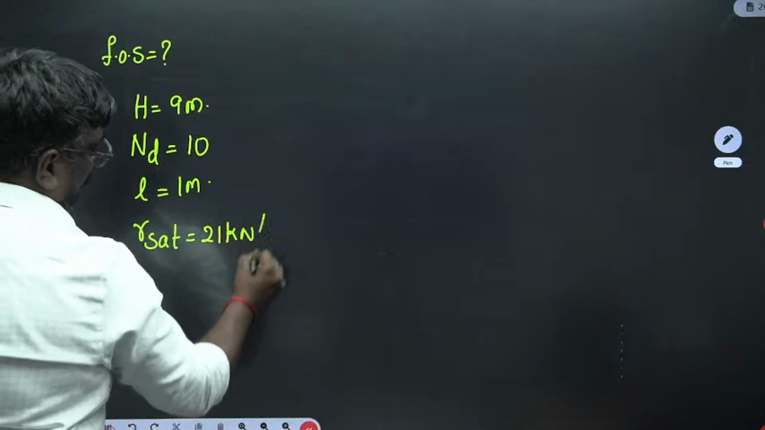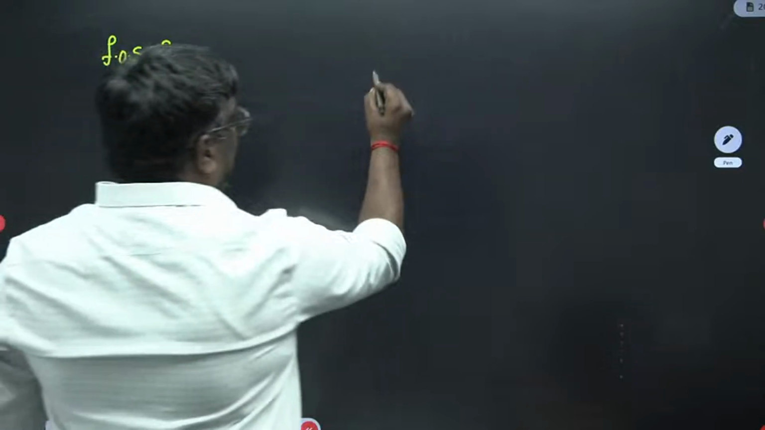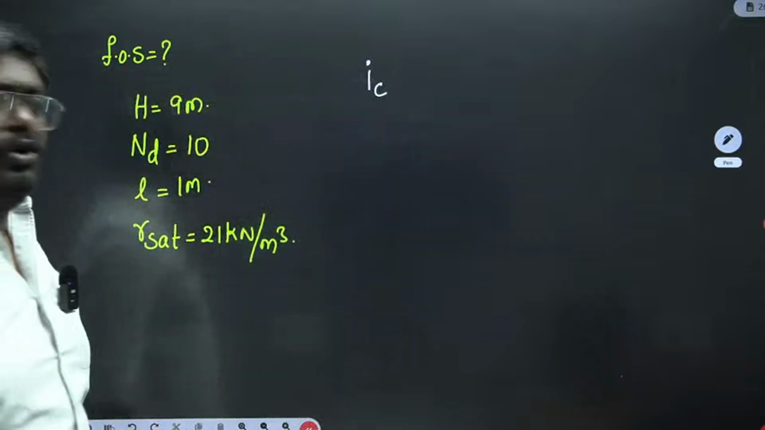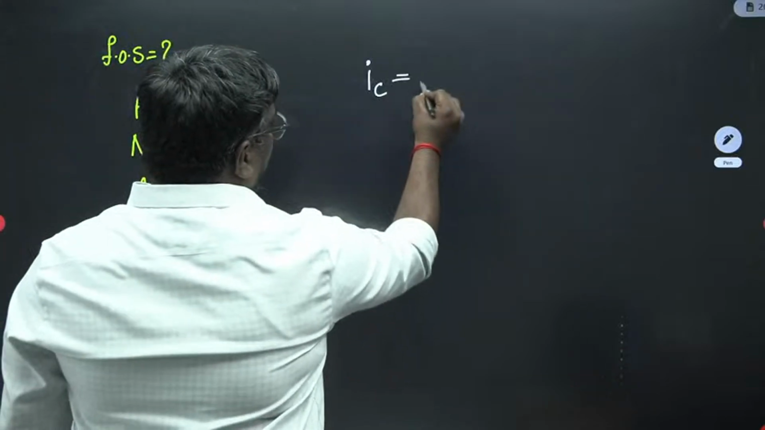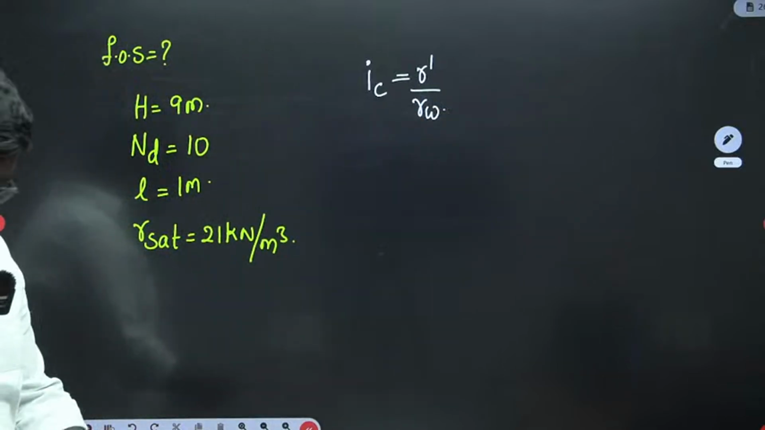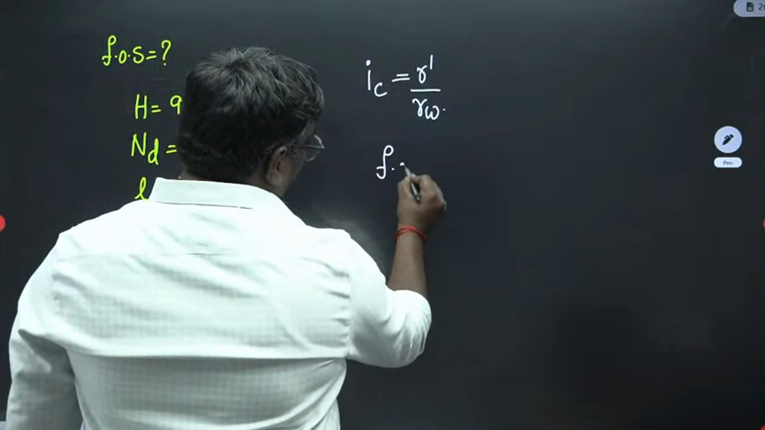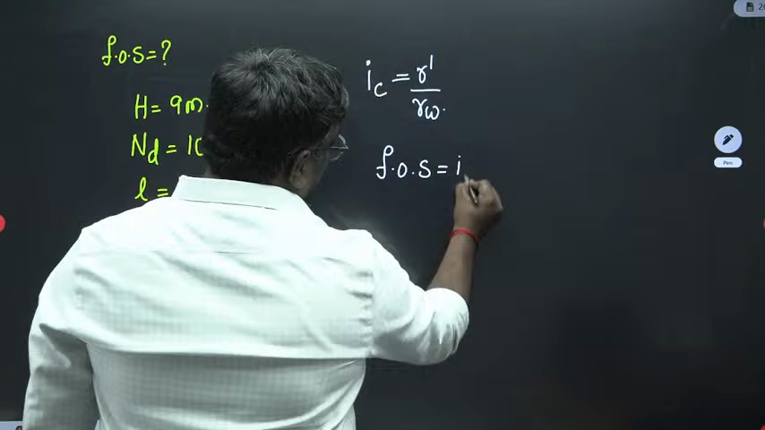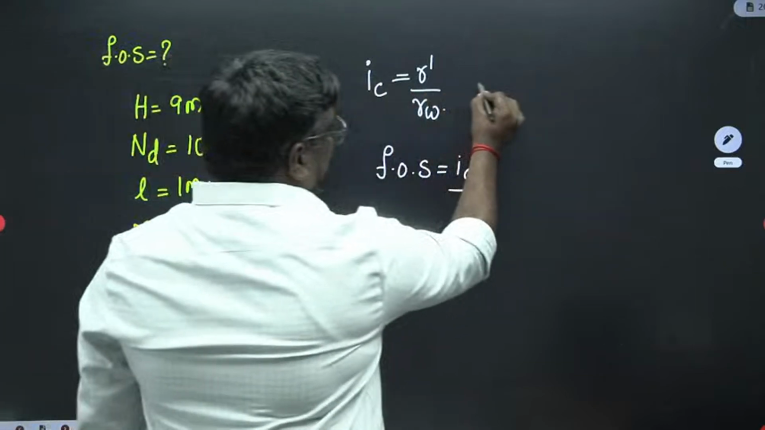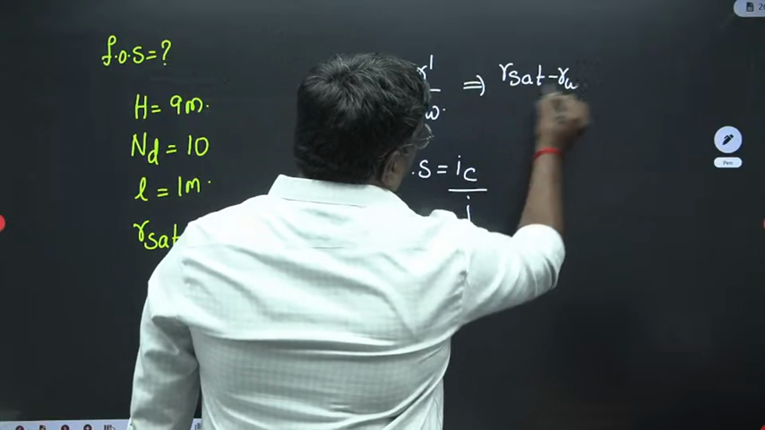Okay. So my dear students, first let me tell you what is Ic, sir. Ic is equal to, first you should know, Ic is equal to gamma dash by gamma w. Yes or no? This is the formula for Ic. Okay. Sir, what they have asked, factor of safety. Factor of safety is equal to Ic upon i. So what is gamma dash, sir? Gamma dash means submerged unit weight. This is nothing but gamma sat minus gamma w, divided by gamma w.